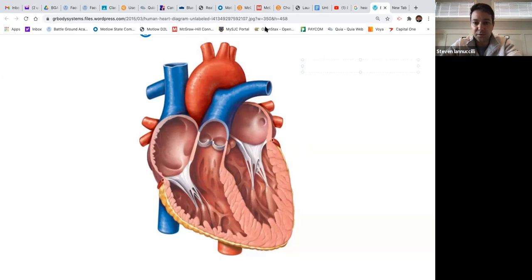So step number one, and we're gonna do this in red and blue colors. Step number one is that oxygen-rich blood from the lungs passes, collects in the left atrium through the right and left pulmonary veins. That is step number one.